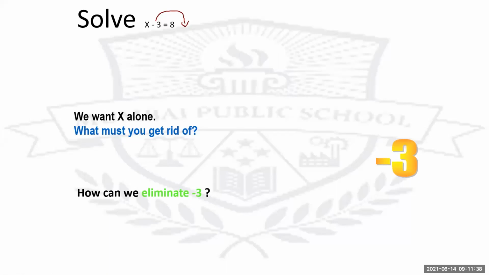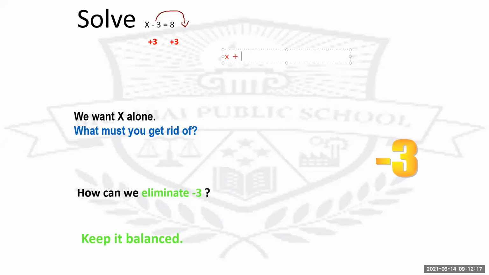In order to get rid of -3, what is the opposite sign of -3? It is +3. So what you will do? You will add +3 to both these sides. So what happens here is, on the left hand side, x -3 plus 3 equals 8 plus 3. Check. You will come across this equation in this way.